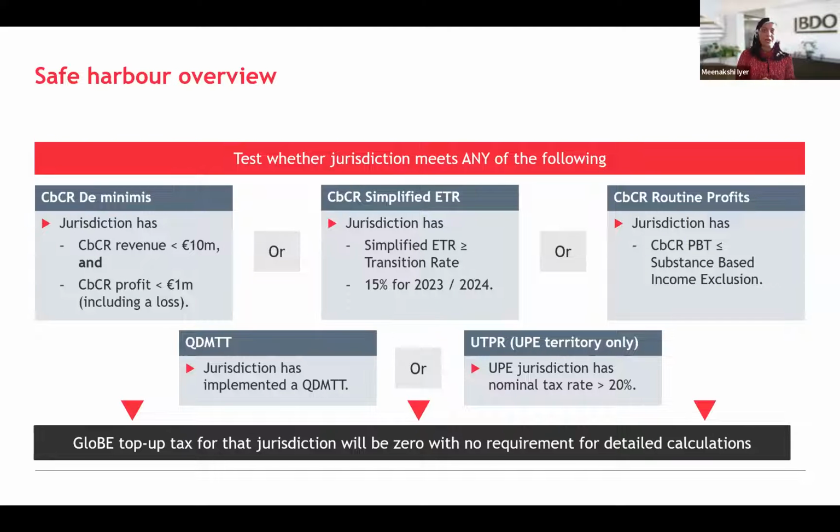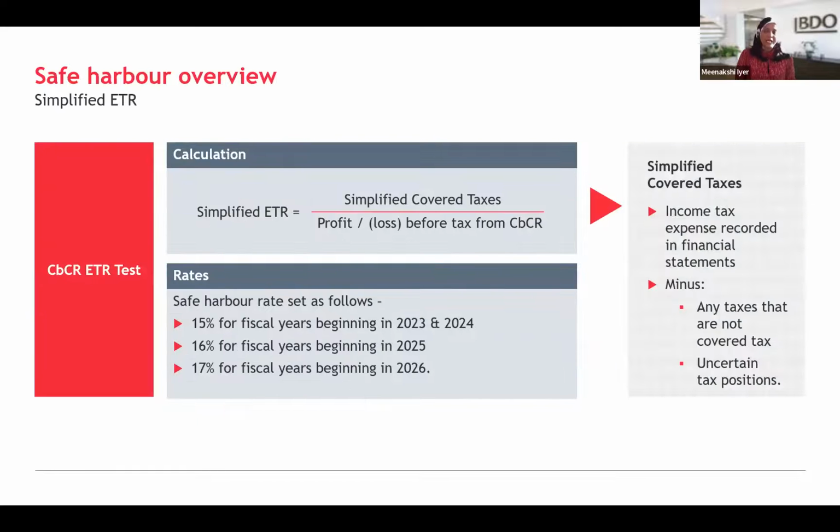The second one is called the simplified ETR using the CbC data. Can you please move on to the next slide for this, please? So the simplified ETR actually uses data from two sources. The first one is the simplified covered taxes, which actually comes from the income tax expense recorded in the financial statements of the entities, rather than the CbC, less any taxes that are not covered taxes, and you also take out the uncertain tax positions. So that's how you calculate the simplified covered taxes. And then you divide this number by the profit or loss before tax from the CbC.